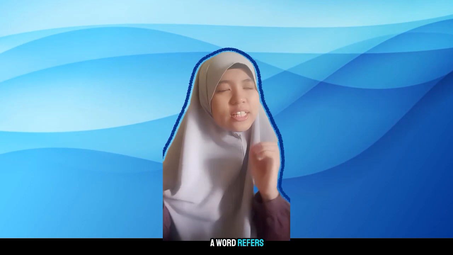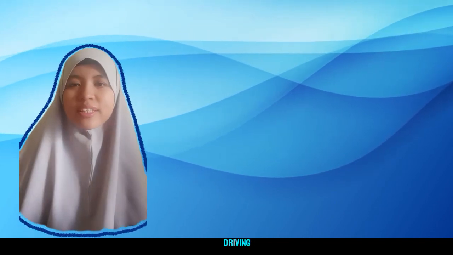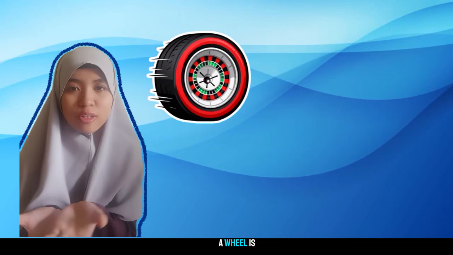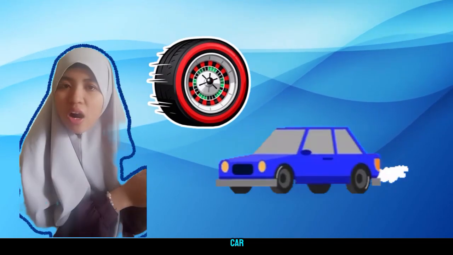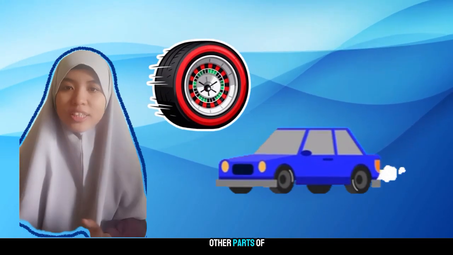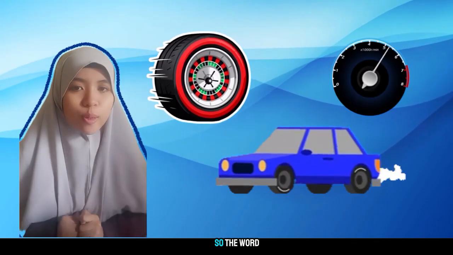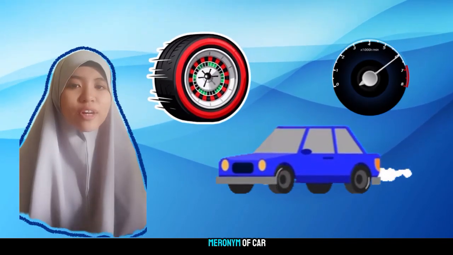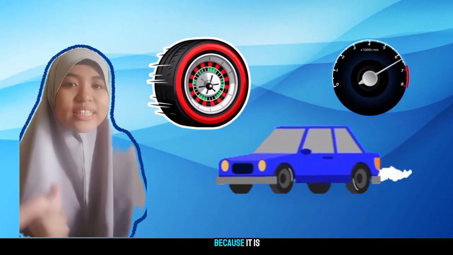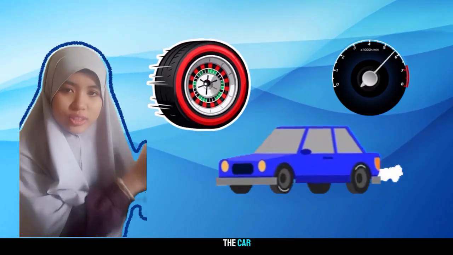Okay, next is meronymy. Meronymy happens when a word refers to a part of something. For example, in racing games or driving, a wheel is part of a car. Other parts of a car include the door and the engine. So the word wheel is a meronym of car because it is a part of the car.